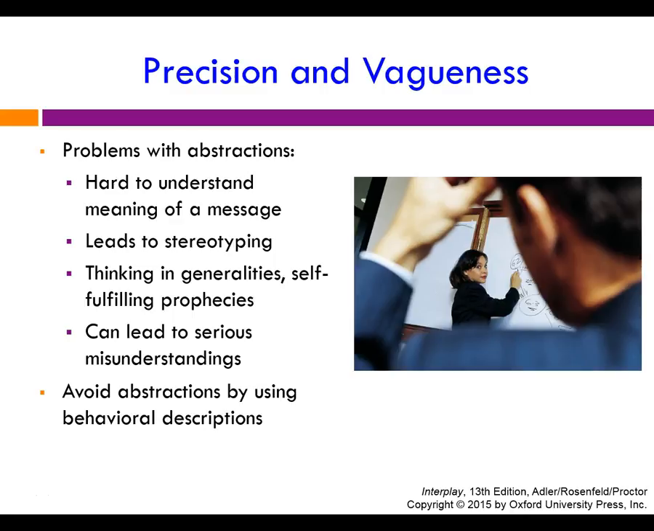The way we avoid abstractions is by using more behavioral descriptions. And we've had some practice with using behavioral descriptions, as we discussed perception checking in Chapter 3. As you may recall, the process of perception checking starts by describing the situation or the behavior of an individual.